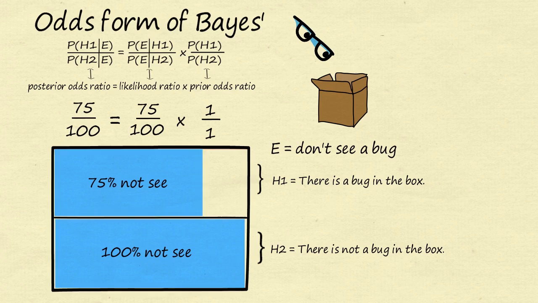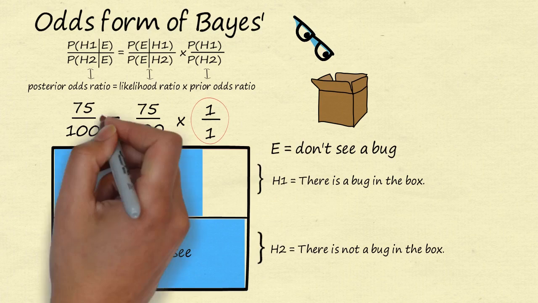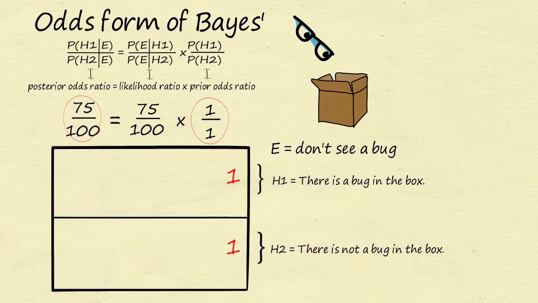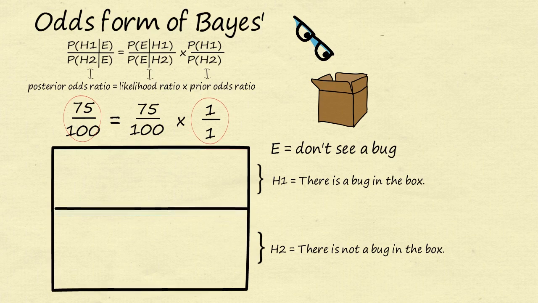To sum up, we started with a prior ratio of 1 to 1. Upon not seeing a bug, the ratio went to 3 to 4. Our confidence that there is not a bug in the box increased. As long as there is a non-zero probability of seeing the bug, absence of evidence is evidence of absence, even when we didn't expect to see the bug.